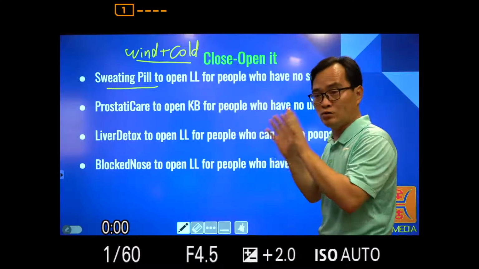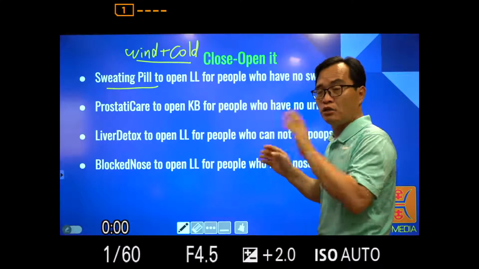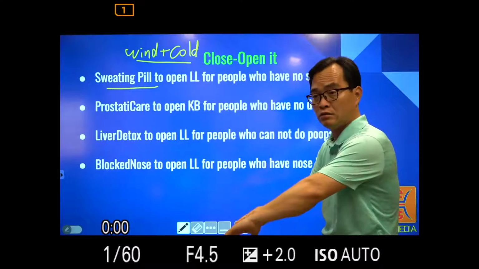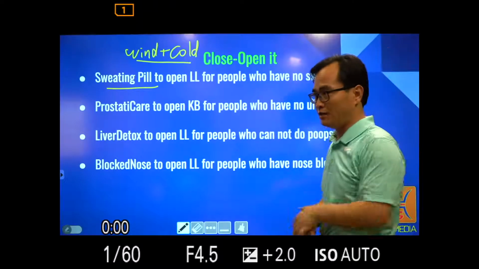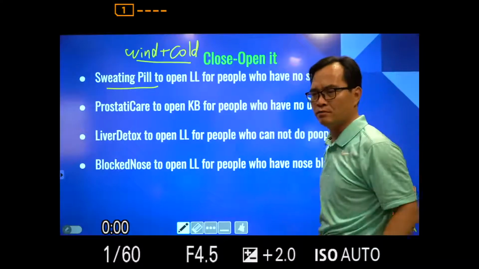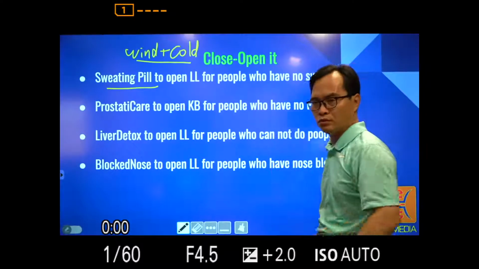For the wind and cold flu, you can use the sweating pill for that. You can also use the ginger tea. But for people who have no sweat all the time, for so many years, and some people say, I never sweat. Oh my God, this is a problem. A lot of toxins will stay in your body to poison you.